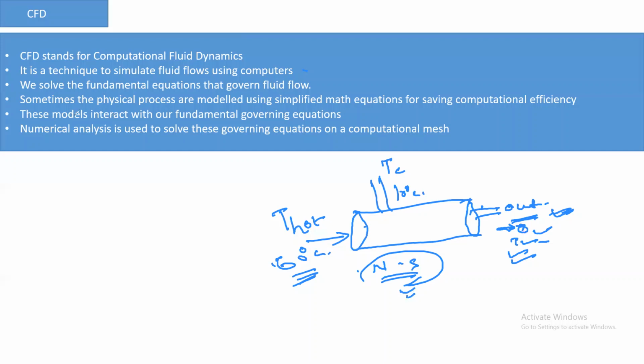So CFD essentially solves the fundamental equations. If someone asks you what the fundamental equations are, you should be able to tell them it is the Navier-Stokes equation, and you should know what the terms in the Navier-Stokes equation are; I will be explaining that in our upcoming lectures. Sometimes the physical processes are modeled using simplified equations for saving computational effort. See, this is a pretty simple problem, so a commercial CFD code can easily handle it.